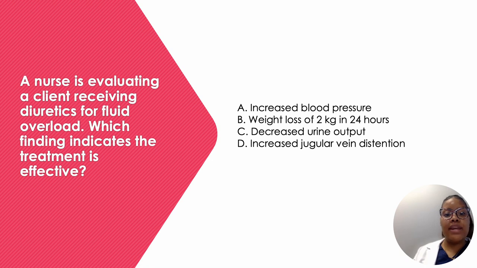This is evaluating a client receiving diuretics for fluid volume overload. Which finding indicates treatment is effective? Is it A, increased blood pressure, B, a weight loss of 2 kgs in 24 hours, C, decreased urine output, or D, increased jugular vein distension? So I'm going to give you some time to think about it. But if you chose B, a weight loss of 2 kgs in 24 hours, then you are correct. So we want to remember that weight is the best indicator for measuring fluid balance.